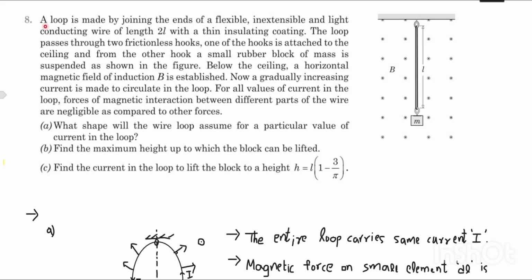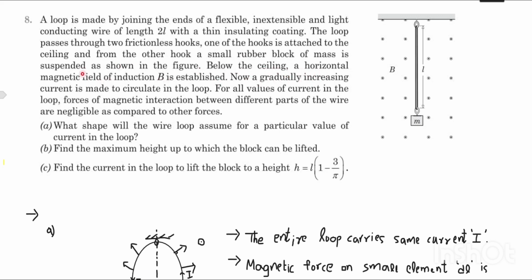So we are given a loop made by joining the ends of a flexible, inextensible, and light conducting wire of length 2L with a thin insulating coating. The loop passes through two frictionless hooks. One of the hooks is attached to the ceiling, and from the other hook, a small rubber block of mass m is suspended as shown in the figure. Below the ceiling, a horizontal magnetic induction B is established.